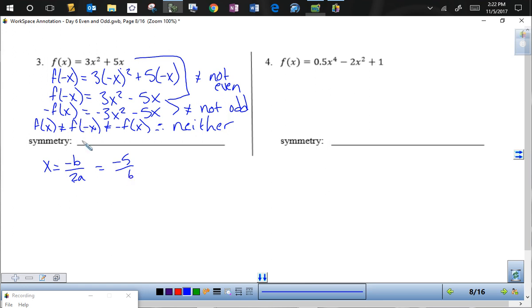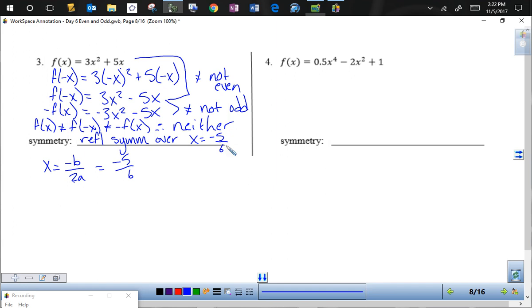So we're symmetric over the line x equals negative 5/6. So we have reflection symmetry over x equals negative 5/6. So all parabolas will have symmetry. They're all going to have reflection symmetry, and it's always x equals that x value of the vertex. Something to remember there.